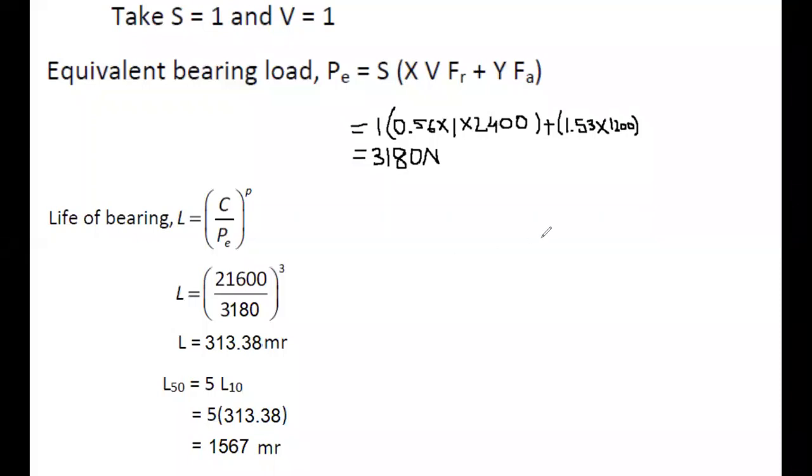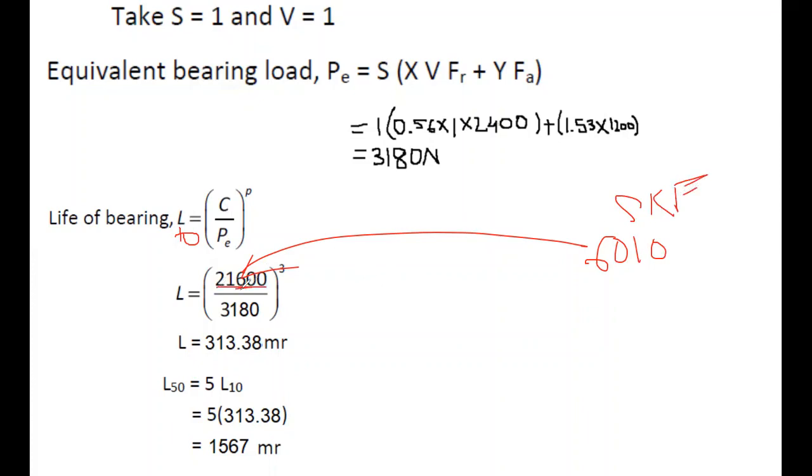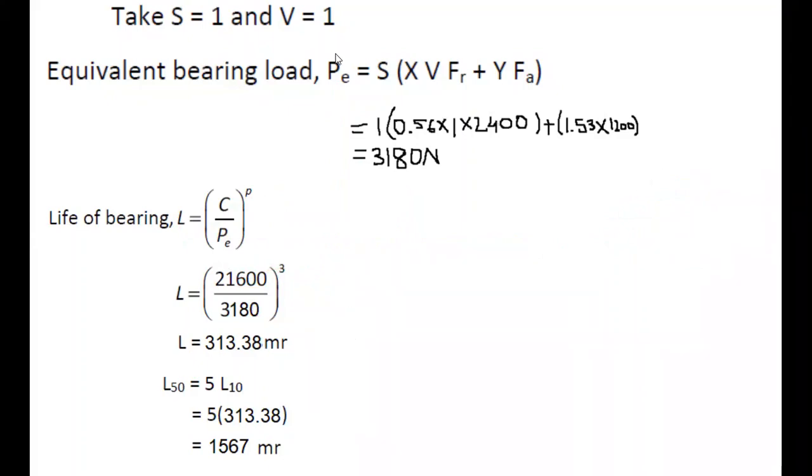We have been told to find out average life, right? So for that, we will first have to find out L10 life. Our formula is L10 is C upon PE, raised to 3, because it is a ball bearing numerical. C, we found out in front of 6010 SKF bearing number from the table, and that C value is 21600. PE, we just found out, is 3180. When you do the calculation in your calculator, you will get 313.38 million revolutions.